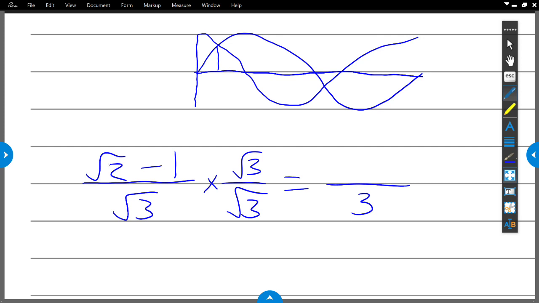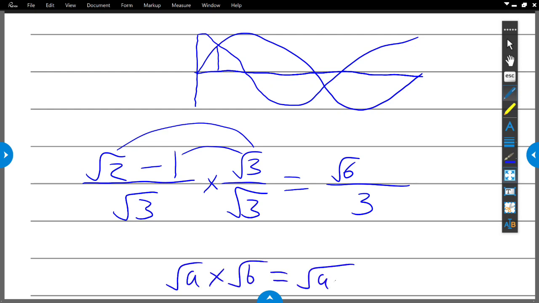And then I have root 2 times by this, then minus 1 times by this. Root 2 times root 3, that gives us root 6. So this is one of our laws of surds, that if I have root of something times by the root of something else, then I basically times both of those together. So that gives me root 6. Minus 1 times this, that's minus root 3.